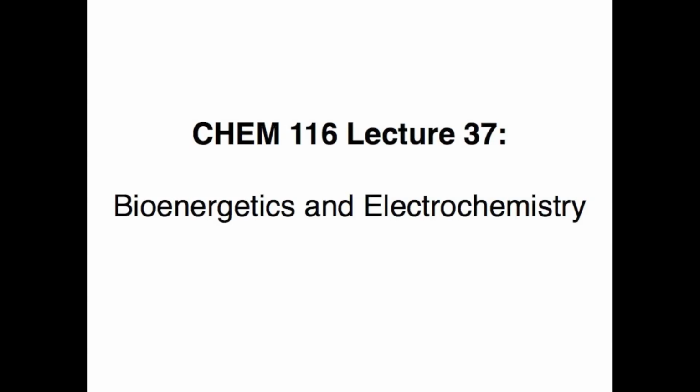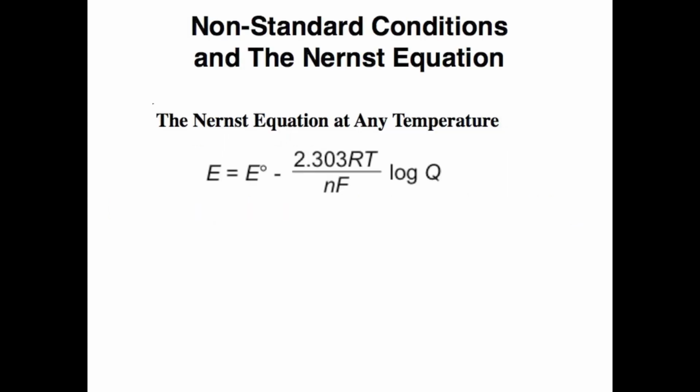Hi, this lecture is for worksheet 37, Electrochemistry, page 4. Last time we talked about reaction potential at non-standard conditions and the Nernst equation. Shown here is the Nernst equation at any temperature, where E0 is the standard reaction potential at standard state.